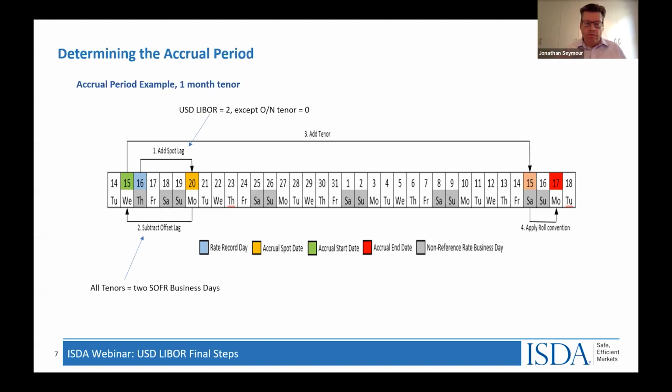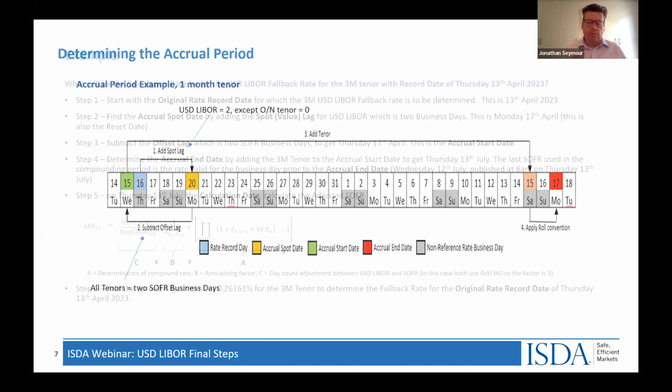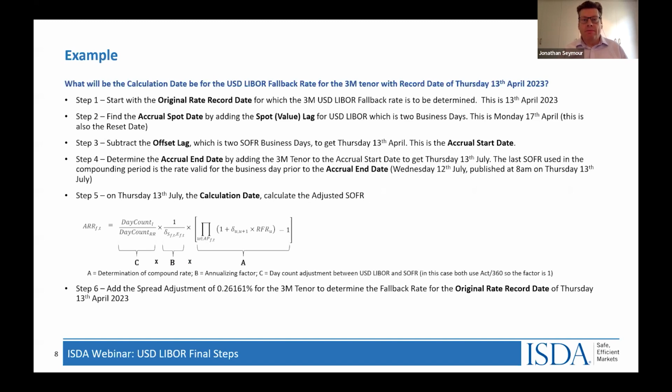So maybe if I work through that step by step on the next example, the way to think about when a rate is available is to look at what will be the calculation date. So if I need to work out when will I know the fallback rate for today, Thursday, the 13th of April, for, in this example, the 3 month tenor, I can work through this methodology in this approach. So step 1, the original rate record date. This is the date we want to replace the 3 month LIBOR rate for, hypothetically, with the fallback rate.